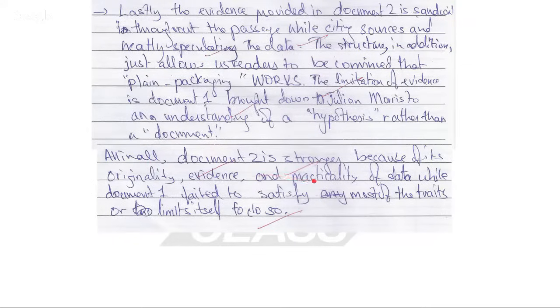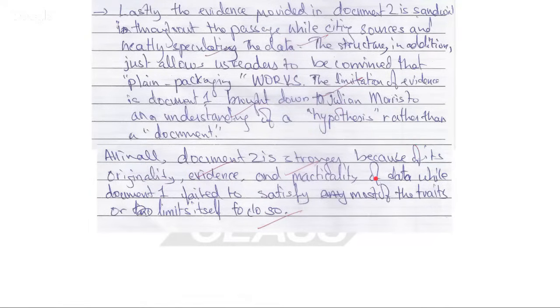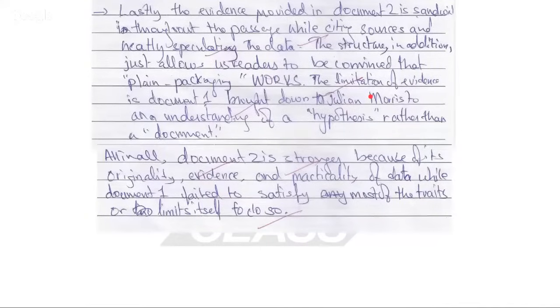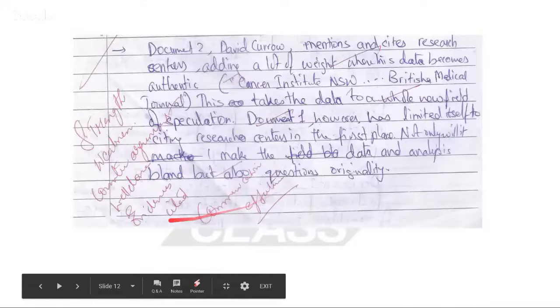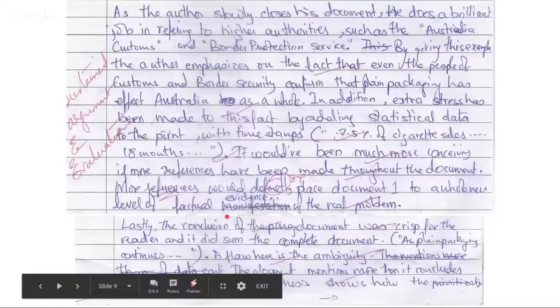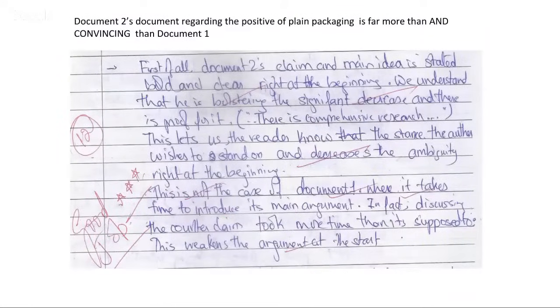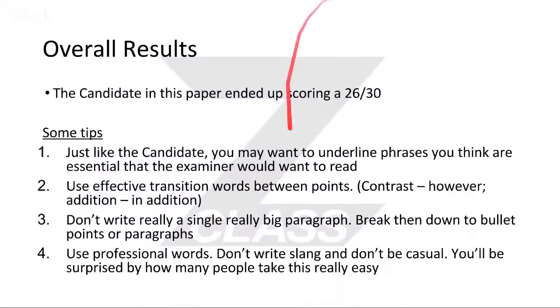All in all, document 2 is stronger because of its originality, evidence, and practicality of data, while document 1 failed to satisfy most of the traits or limits itself from doing so. So the candidate here ended up scoring a 26. If you can see the points, a 12 over here. I think it's probably because of the grammar, because over here he says the strength is nice. Probably it's the sentence functions, I believe. And 8 points over here because again, I believe it's the sentence problems and the scratching. Again, this was a mock paper, so it's possible to get full points, but it's going to be hard. You're going to have to be really concrete. You'll have to make sense every time. You can't make any kind of mistakes. So the candidate ended up scoring 26 out of 30.